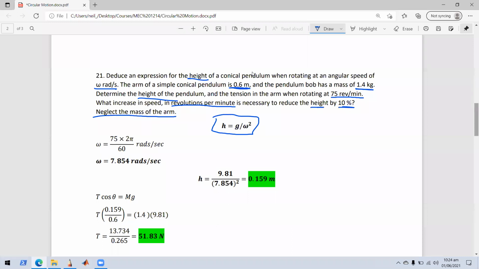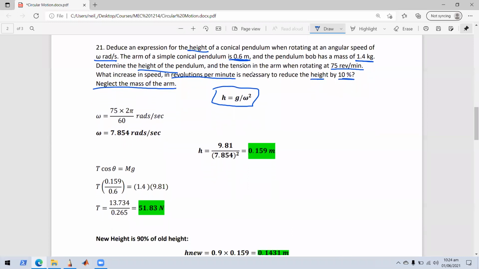Okay, so let's first analyze this question. First, I want us to determine the height of the pendulum and tension when rotating at 75 revs per minute. This is something we just did, right? We can do it using this formula and the similar calculations that we just did. All right, now this next part. What increase in speed in revolutions per minute is necessary to reduce the height by 10%?